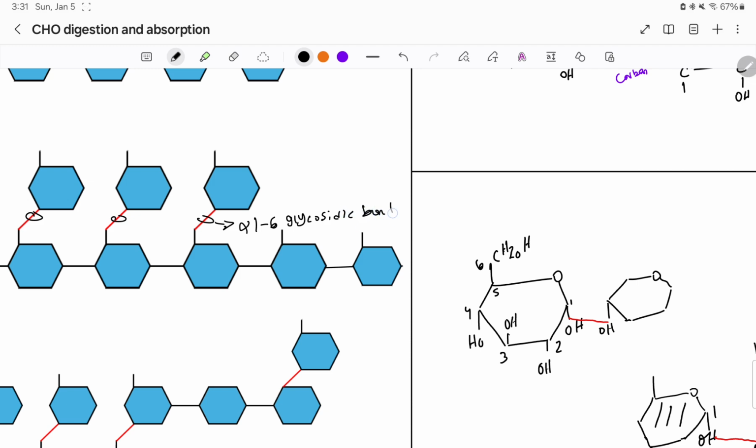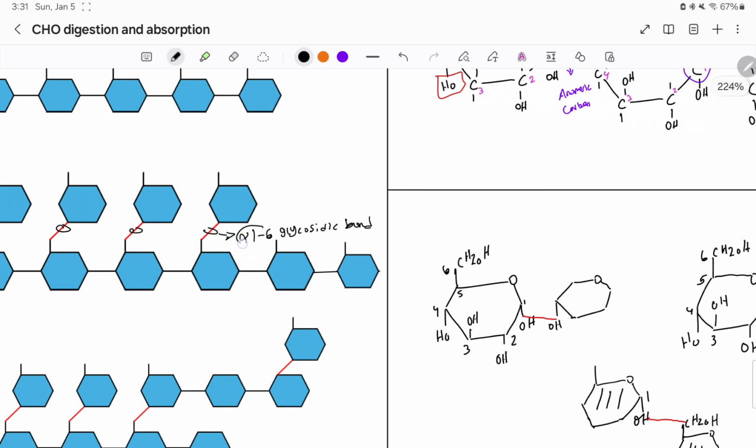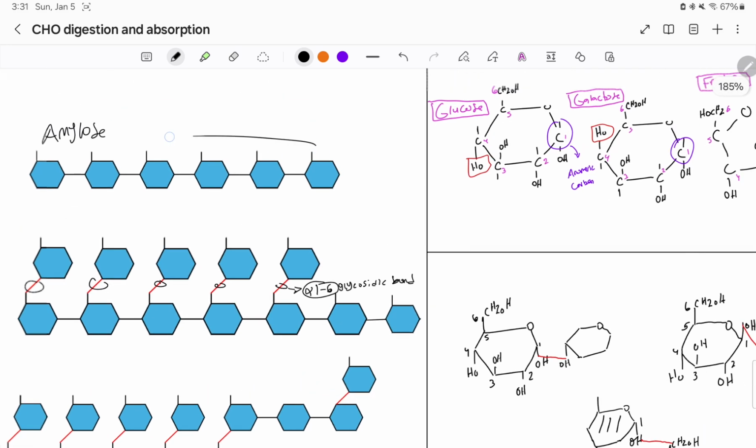Glycosidic bond. So this is an alpha 1 to 6 glycosidic bond. And this specific bond here allows for a branching of the molecule. Notice how this guy didn't have any of those red bonds, so he wasn't very branched, okay? This guy has that branching bond, and he's able to branch the molecule out. What is this molecule called? This is called amylopectin.